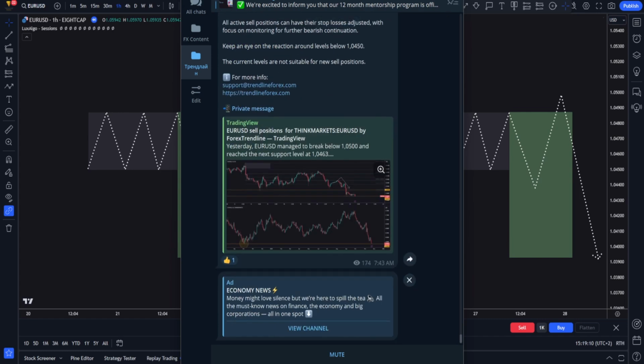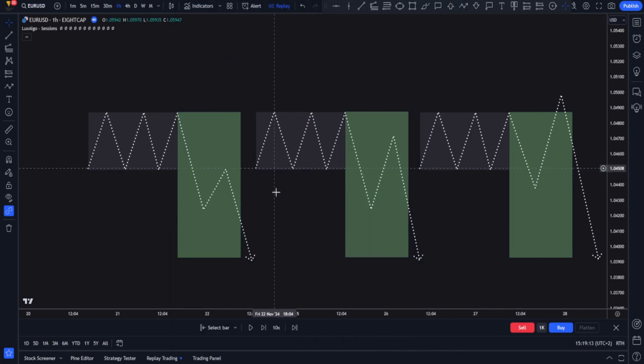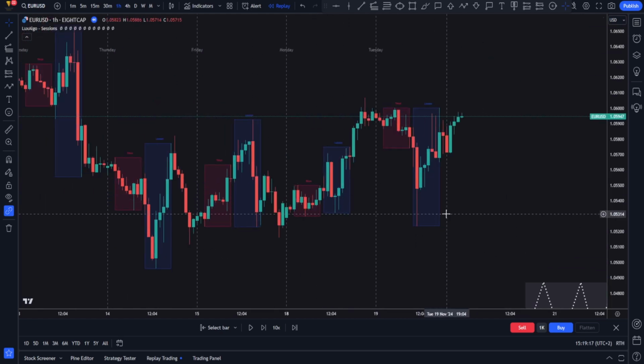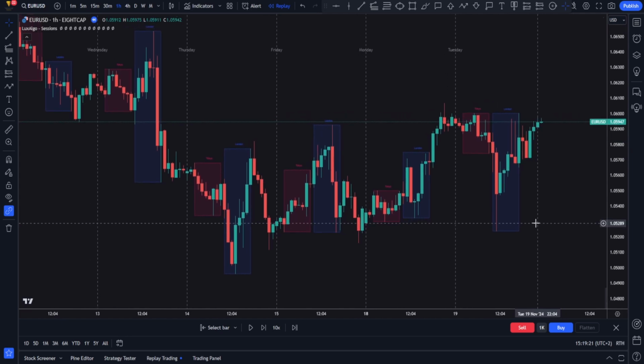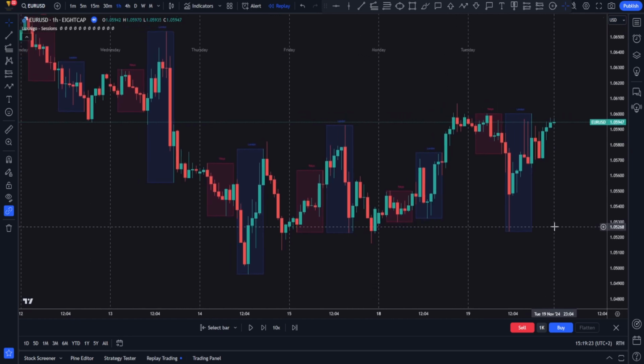So anyways, this is pretty much what the London breakout strategy looks like. So let's have a look at a couple of examples. Now, here's how the chart looks once you place your indicator.